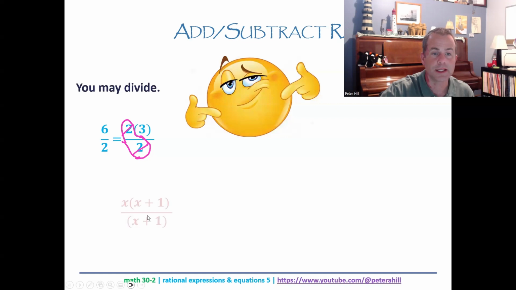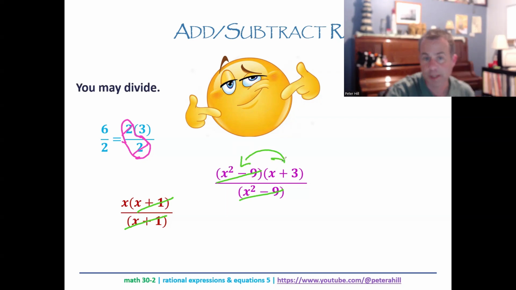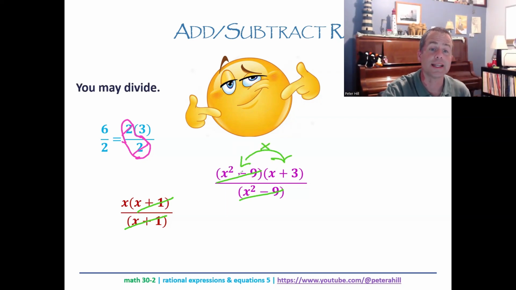Next example, something like this. Okay. X plus 1 and x plus 1. Those are factors shared on both the top and the bottom. I can totally divide those out and say I'm left with x. Okay. How about this guy here? The x squared minus 9 factor is available to me both on the top and the bottom. There's no addition or subtraction sign here, so these guys are being multiplied together. So as long as it's multiplication, I can divide these guys out, okay?